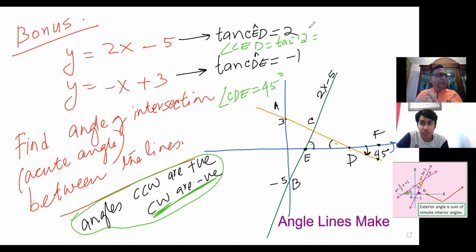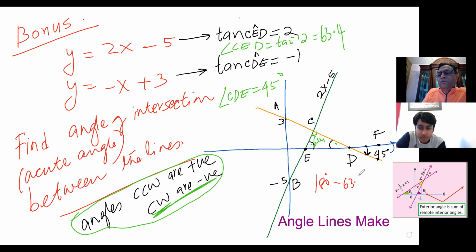Tan inverse of 2 is 63.4. Okay? So we got this angle as 63.4 and that as 45. So you can find the angle in between the two lines. Is that okay? How much is that? 180 degrees minus 63.4 minus 45 degrees. Does it make sense to you? Which would just be 71.6.